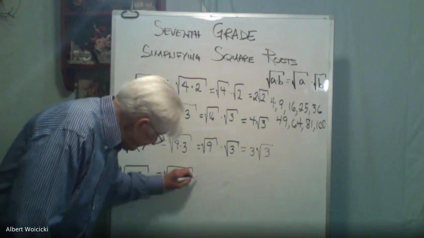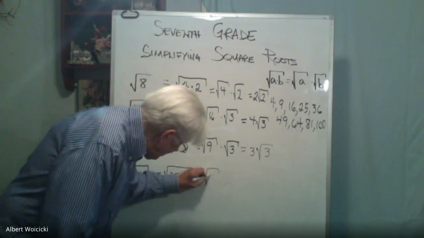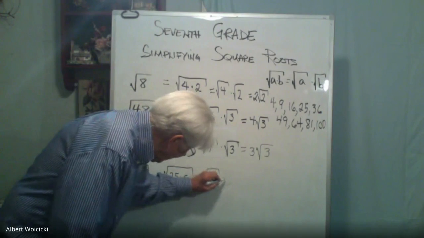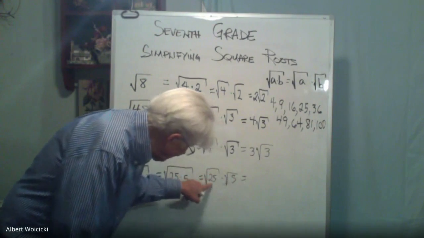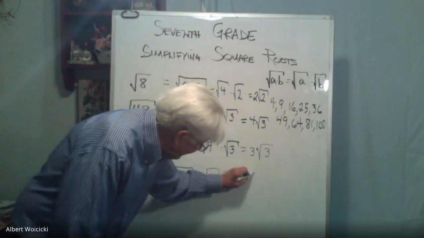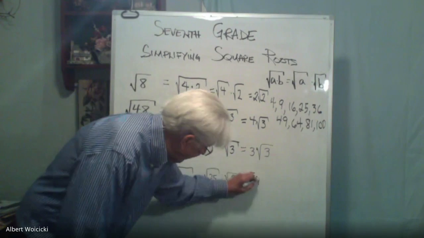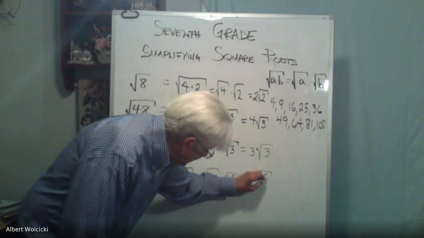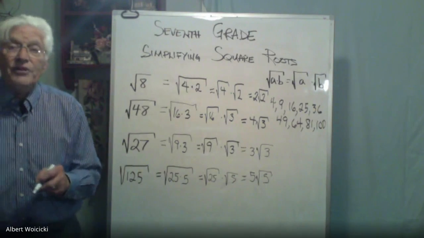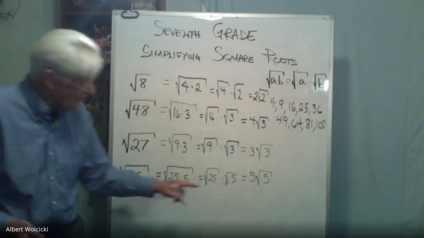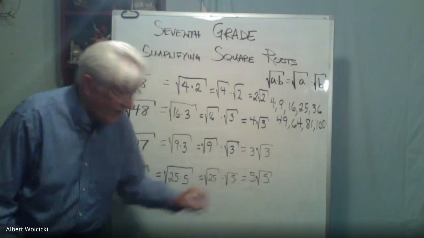So, again, this becomes the square root of 25 times the square root of 5. Now, what happens to this? It turns into a 5, because that's what it is. And this is just what it is, root 5. Because you can't fix root 5. Root 5 is an irrational number, so we end up with 5 root 5. So the square root of 125 is 5 root 5.